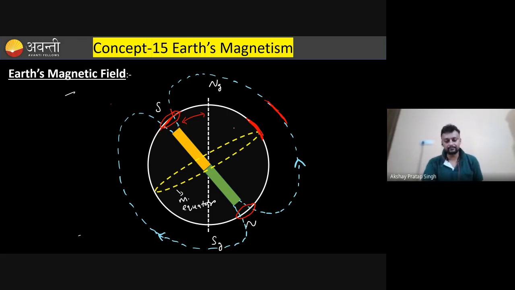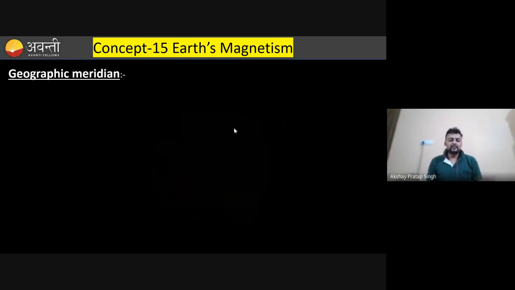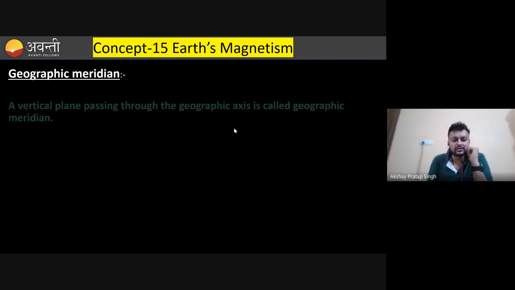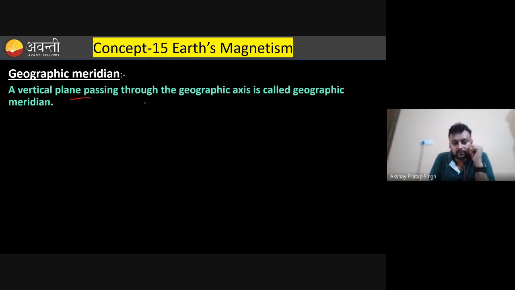Moving further on the next slide, there are two or three basic definitions that you should remember. What is the geographical meridian? Just listen to me, just look at me. The plane, or you can say the vertical plane. The plane is like this. The vertical plane passing through the geographical axis at a point is known as the geographical meridian. A vertical plane passing through the geographical axis is called the geographical meridian. Clear?